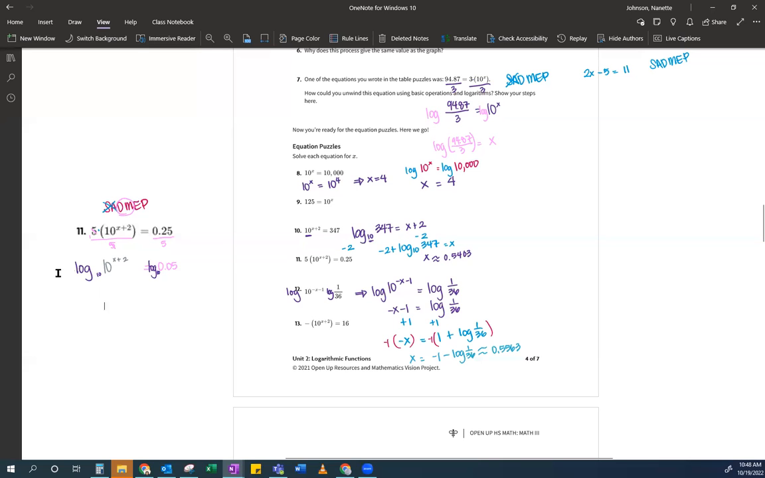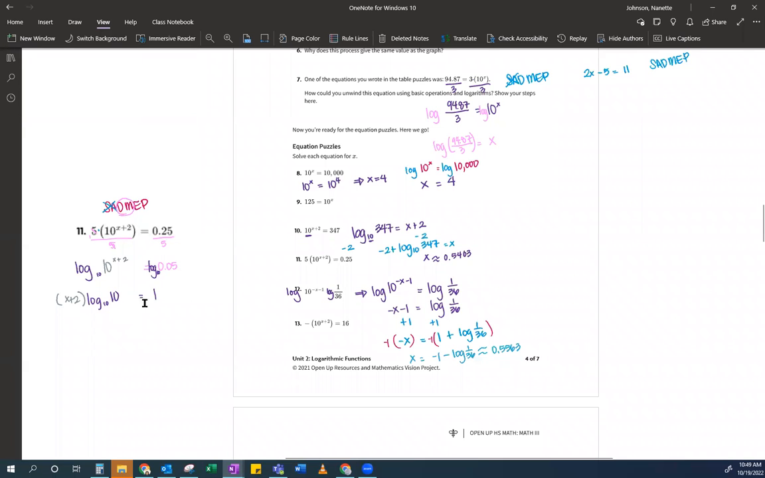So now I have x plus 2 times log base 10 of 10, right? So then let me just write it like that. I would write my log base 10 of 10, and I would write that x plus 2 out in front like this, right? Because then everyone understands that's why when I simplify this, log base 10 of 10 is just 1, right? And then I just have the rest of this the same. So log base 10 of 0.05.